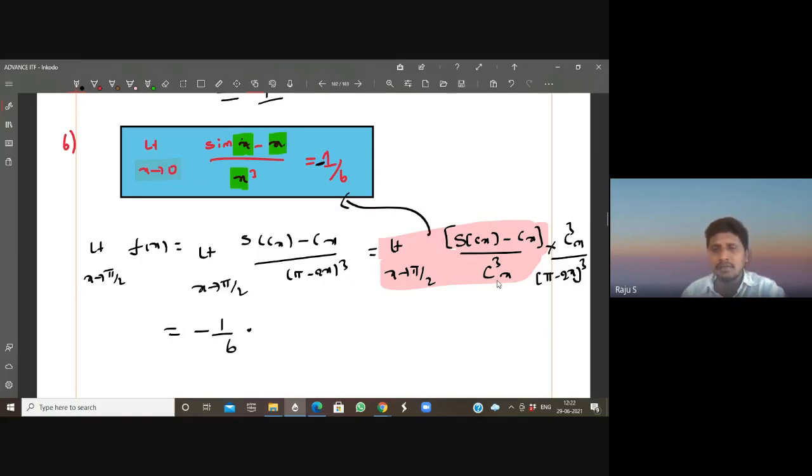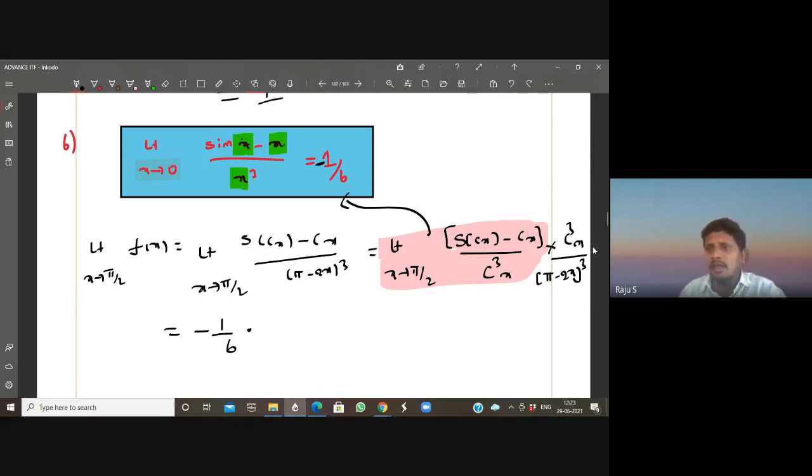Sine x minus x by x cube. When I substitute x is equal to 0 here, it will be 0. When I substitute x is equal to pi by 2, this also becomes 0. So we can easily apply the property, this value becomes minus 1 by 6. Otherwise, you can directly apply the L'Hospital rule, but the simplification will take more time. Sine of cos x, cos of cos x into minus sine x. When you want the next derivative, again you can apply the UV rule. Again, it will take a lot of time. If you remember the property, then directly we'll write minus 1 by 6.